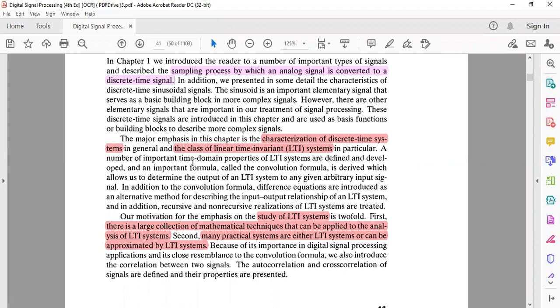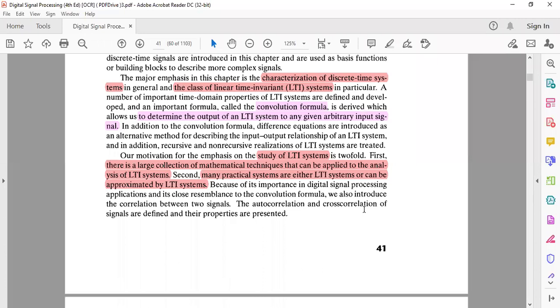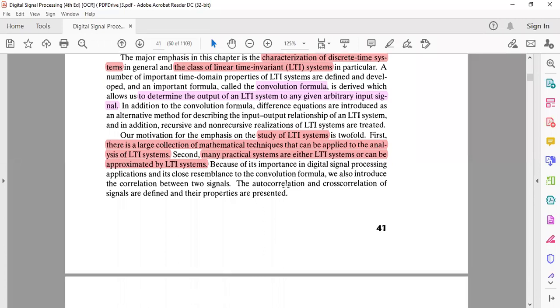So a number of important time domain properties of LTI systems will be defined and developed, and an important formula called the convolution is derived, which allows us to determine the output of an LTI system to any given arbitrary signal. Okay, the convolution formula is used to determine the output of an LTI system for any given input. What does that mean?